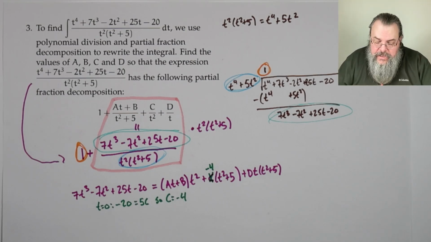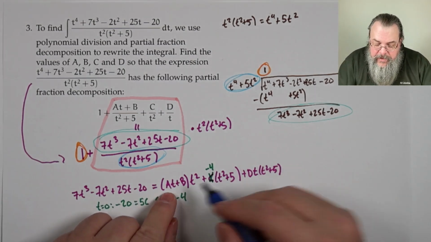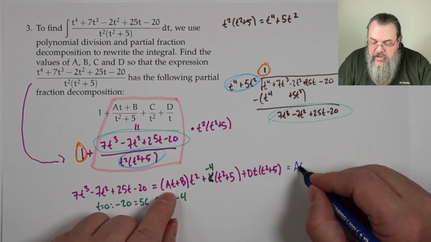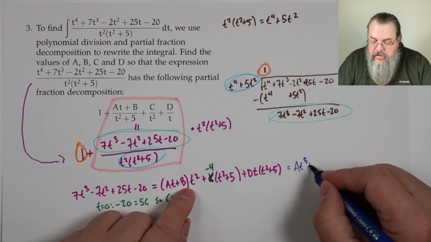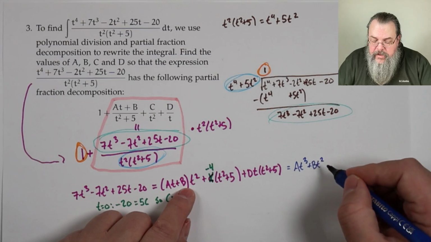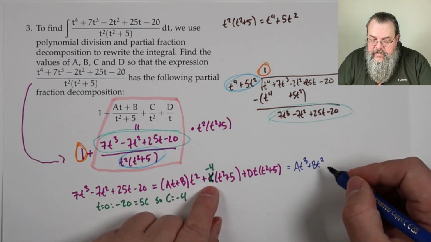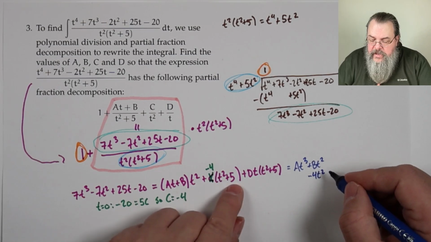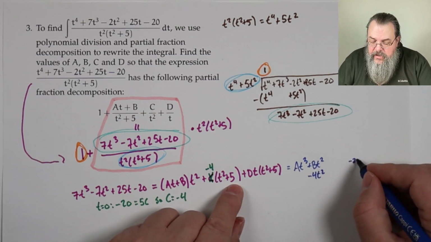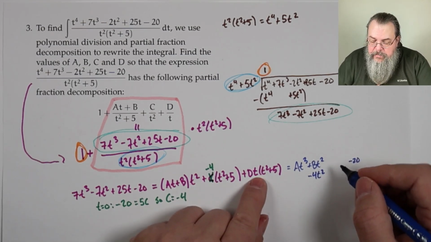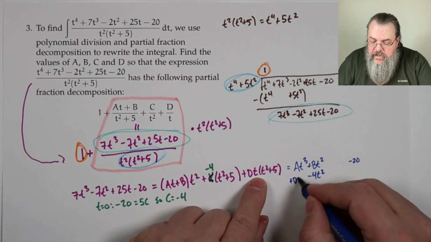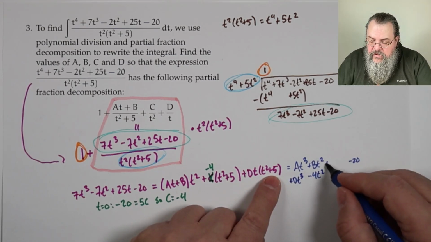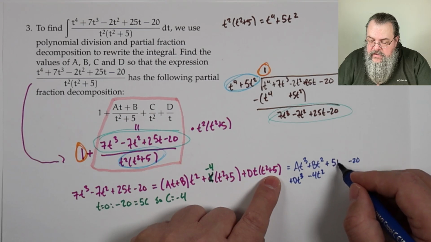So the first thing is we need to expand. We're going to multiply out. So this is the same as at cubed plus bt squared, and there's a minus 4t squared. I'm going to put the powers underneath each other. And there's a minus 20. And let's see, there's a plus dt cubed and a plus 5dt.